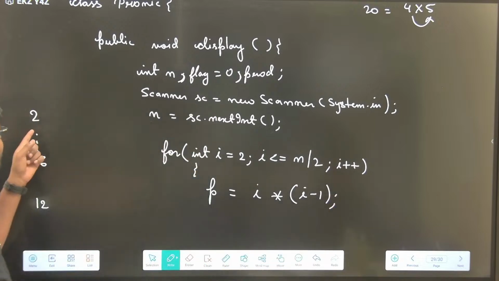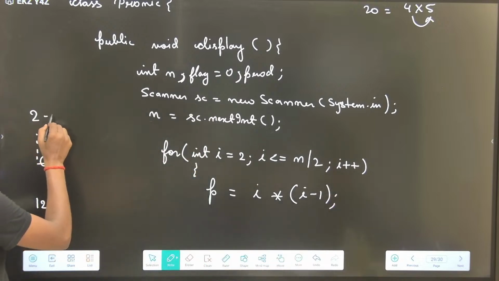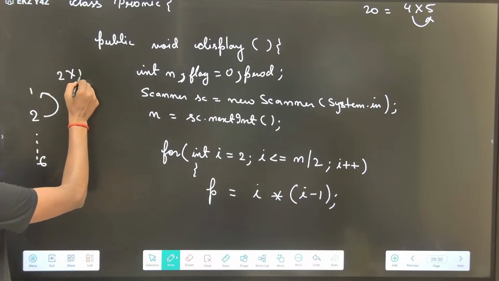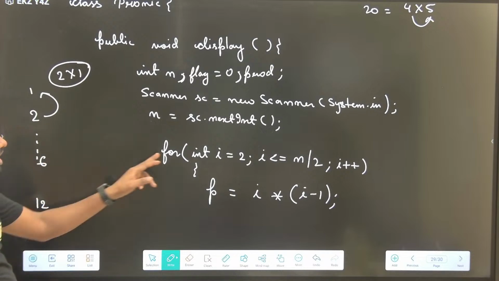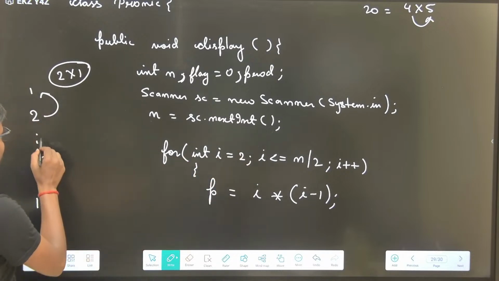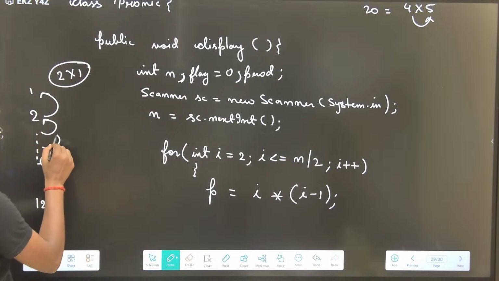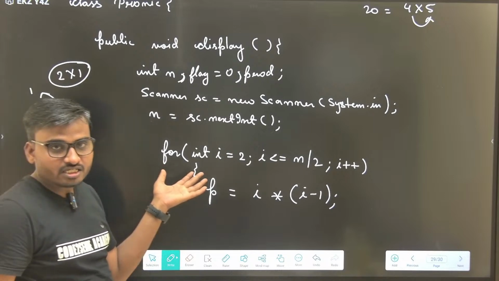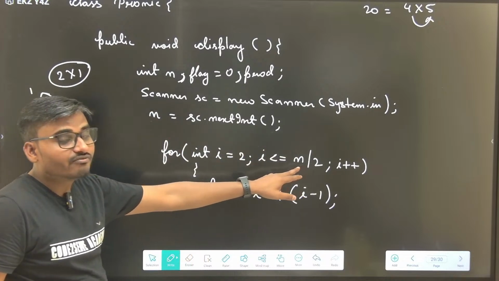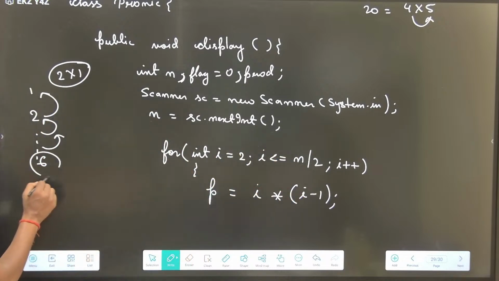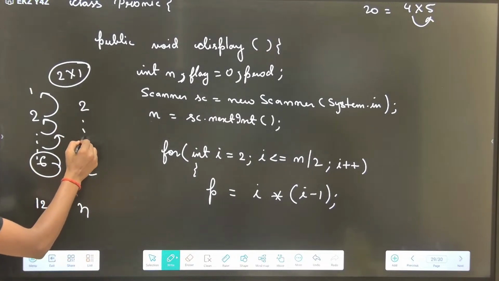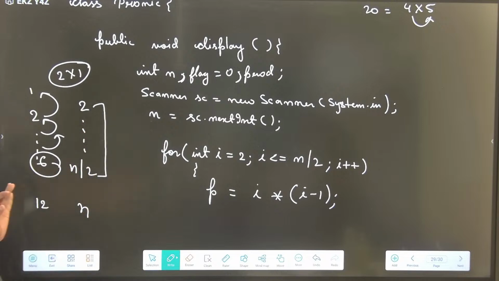So we started from 2. First, i minus 1 will give 1, that means 2 into 1. Then the value of i will increase, i will become 3, then it will check 3 into 2. It will check 4 into 3. Similarly, it will go on until we reach n by 2. So this is the given number. We'll start from 2 and go till n by 2.